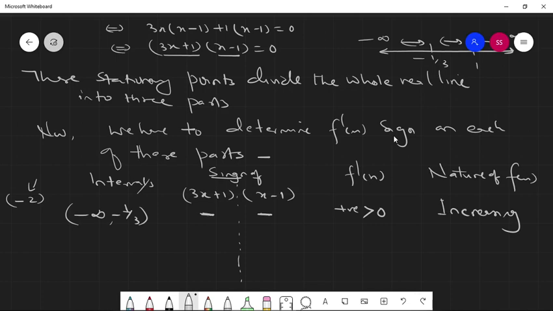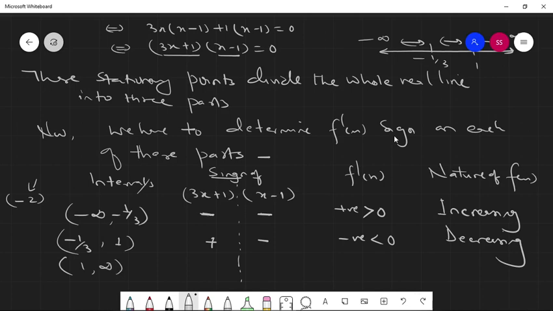Okay, now the second one is minus 1 over 3 comma 1. In this interval, if I take the point 0, 0 here gives a positive result, and the other factor gives a negative result, the product is negative, which is smaller than 0. In this interval the function is decreasing. Similarly, the last interval is 1 comma infinity.